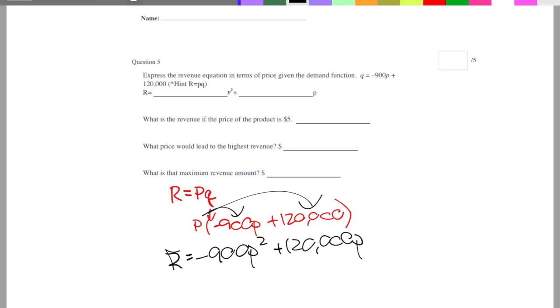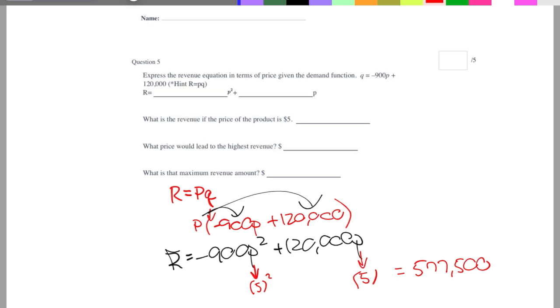What is the revenue if the product is set at $5? If I plug in 5 right here and 5 right here, type it into the calculator, we'll get our answer. So let me go ahead and type in negative 900, that's going to be 5 squared, plus 120,000 times 5. The revenue is going to be 577,500.